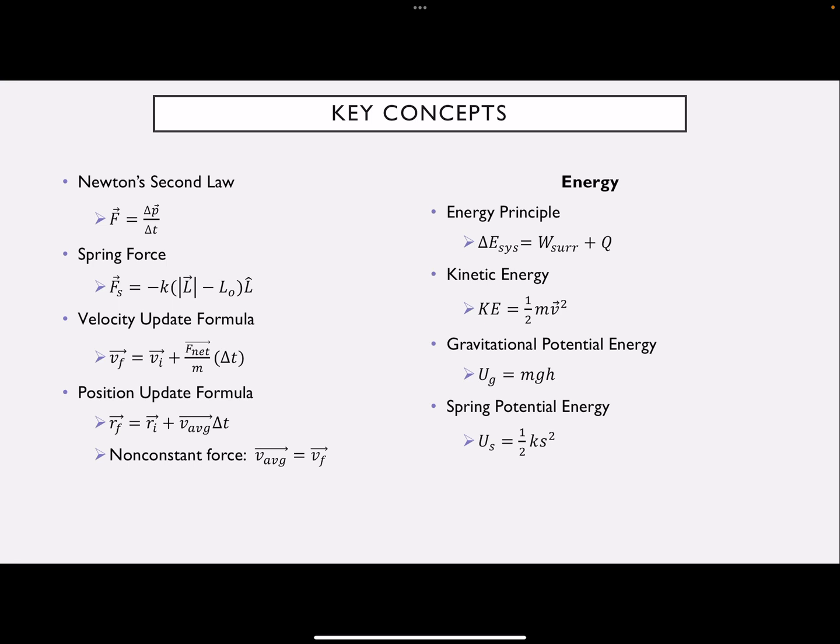Another major part of this lab was the energy principle, as change in energy of the system equals work surroundings plus the heat. But for this lab, the change in energy of the system is just zero because work surroundings and heat add to zero. Within change in energy of the system, we have kinetic energy, which is 1/2 mv squared, and gravitational potential energy, which is the mass's position relative to the Earth. So that's just mass times gravity times its y value, its height. And then we had spring potential energy, which is its potential in relation to the spring, so 1/2 times the spring constant times s squared.